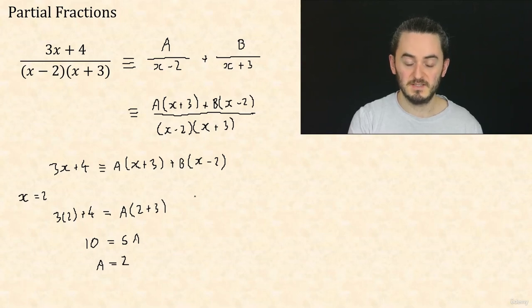Now to find what B is, I can be sneaky and sub in x equals negative 3, because that will make that bracket disappear.